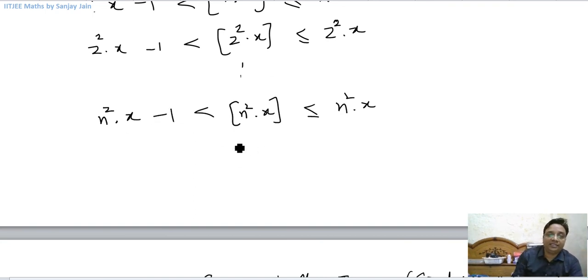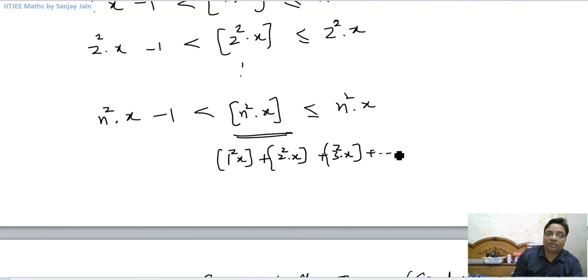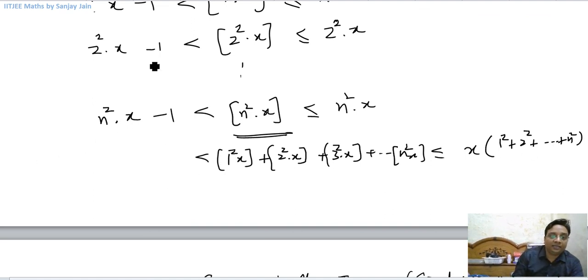Now if I add these, this addition will give me 1² x plus 2² x plus 3² x and so on up till n² x, right? And it is less than or equal to, I can take x common here, 1² plus 2² up to n². It is greater than, let me add these ones. How many ones are there? Minus n ones will result into n, and I can take x common, 1² plus 2² plus up to n².